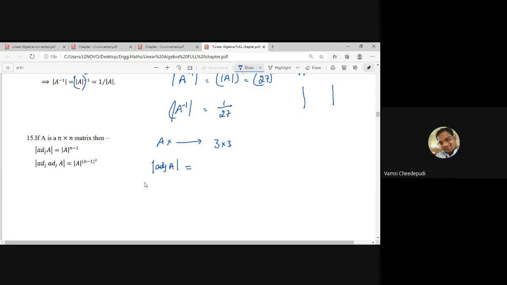Because adjoint A is nothing but, if I know that matrix A's determinant is 27, then the determinant of adjoint A will be 27 power order minus 1, that is 3 minus 1, that is 27 square. That's it. If you ask me adjoint 2 times, then n minus 1 into n minus 1. If you ask me adjoint 3 times, then A power n minus 1 into n minus 1 into n minus 1, that is n minus 1 whole cube, like that. Any number of times adjoint, all those n minus 1s go in the power.